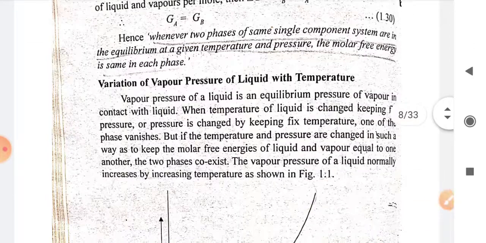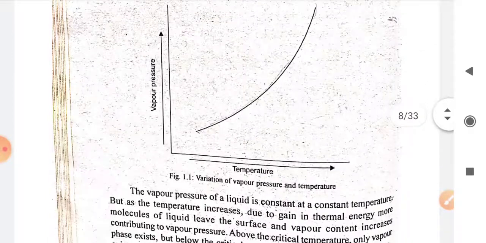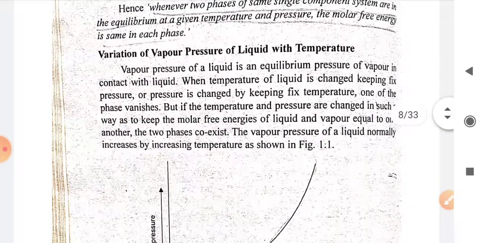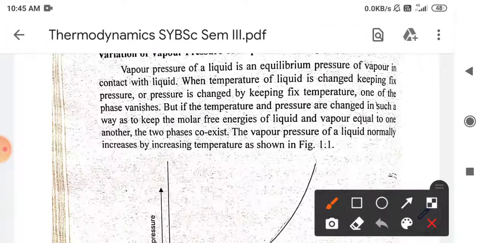Next is to study the variation of the vapor pressure of a liquid with respect to temperature. Vapor pressure of a liquid is nothing but the pressure exerted by the vapors of that particular liquid. It is the equilibrium pressure of the vapors which are in contact with the liquid. So when the temperature of the liquid is changed keeping the pressure constant, or the pressure is changed keeping the temperature constant, there are two cases.